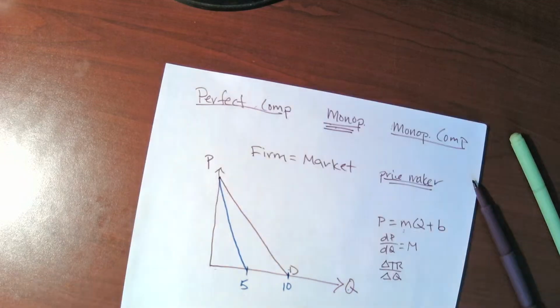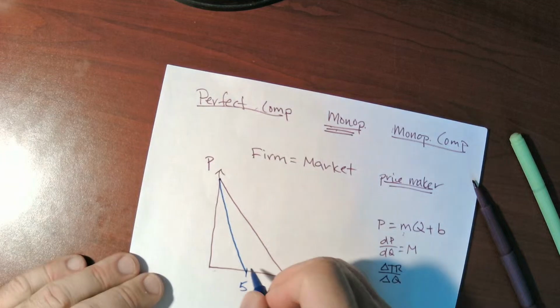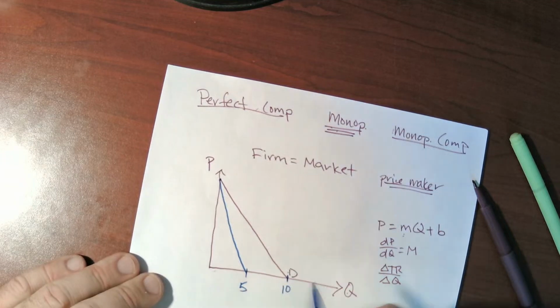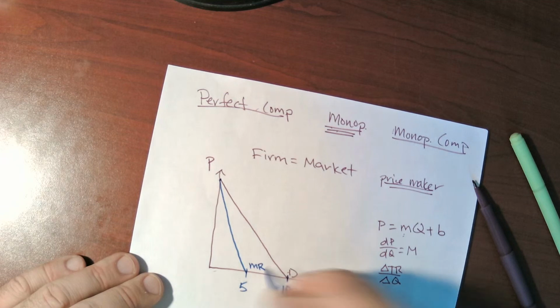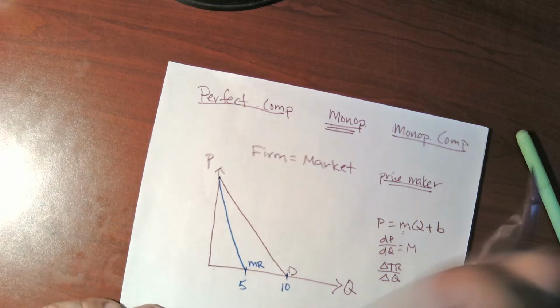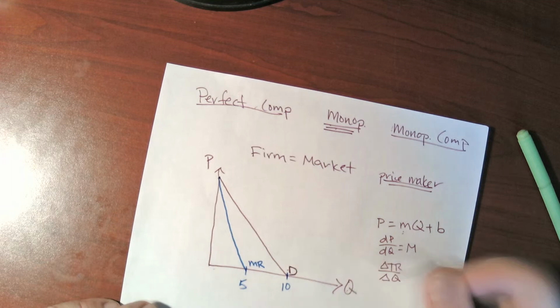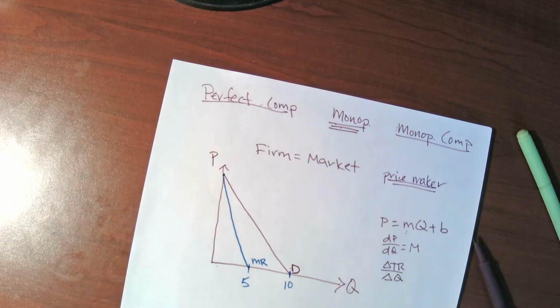I'm going to save you the calculus. Unfortunately, I really do like calculus, and I wish we could talk about it because it would make things a lot more clear, but you just got to buy into that. But this is the marginal revenue curve, and here's the demand curve that the firm faces. So that's the big difference. All the rest of it is fairly the same.